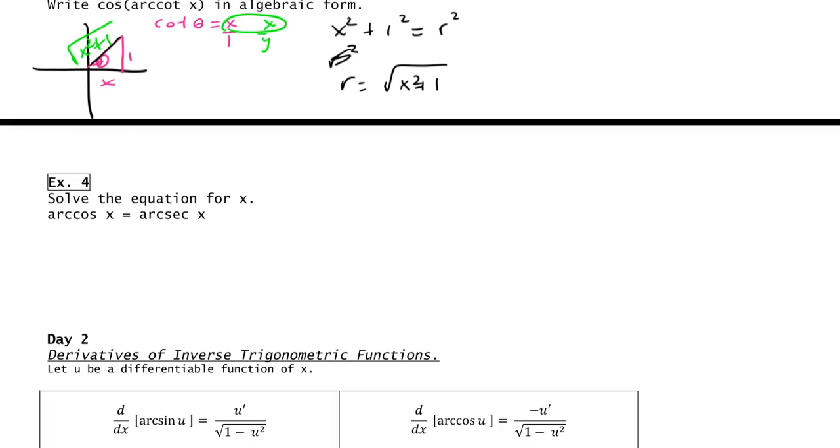Now they're asking for cosine. Remember we said cosine is x over r. So our final answer will be cosine of arc cotangent of x equals x over r, which is x over the square root of x squared plus 1. Okay, so a little refresher. I think we have one more.